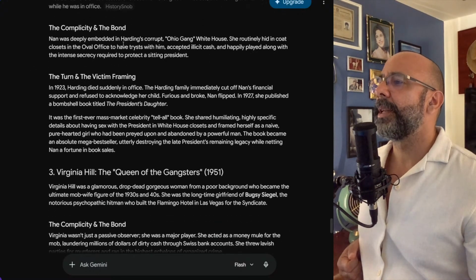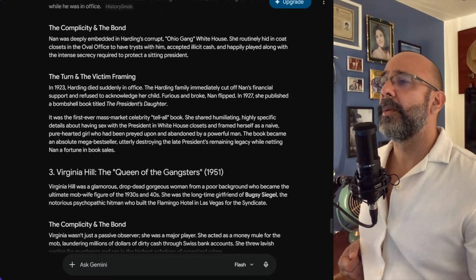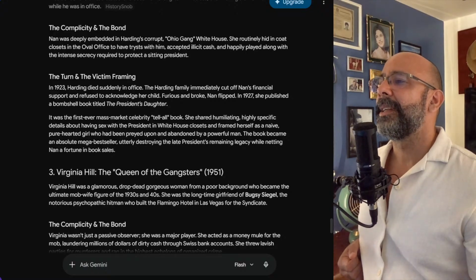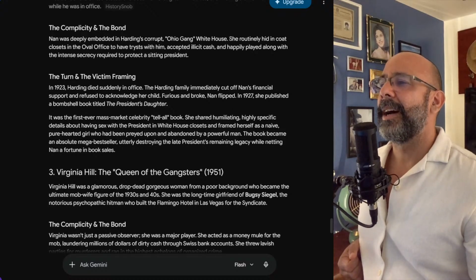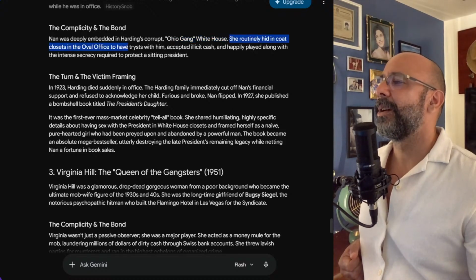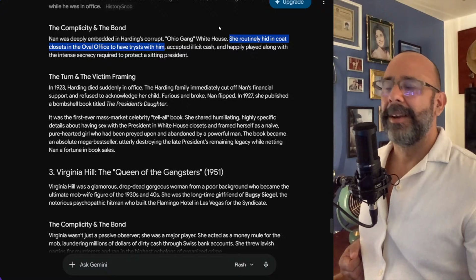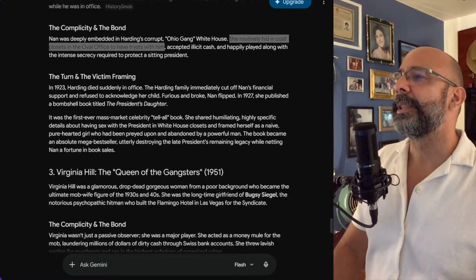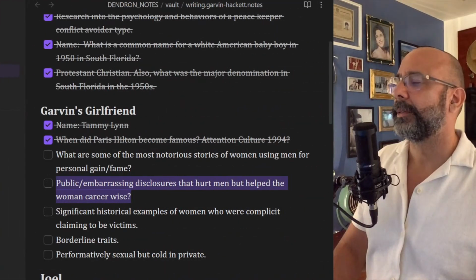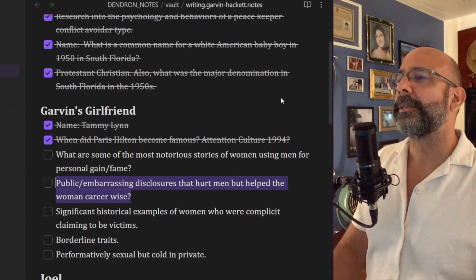Complicity. Nan was deeply embedded in Harding's corrupt Ohio gang White House. She routinely hid in coat closets in the Oval Office to have trysts with him, accepted illicit cash, and happily played along with the intense secrecy required to protect a sitting president. Oh, I like this, hiding in a coat closet to have a tryst. I don't know why, that's kind of funny. Let's see. I'll put that in as a note because that's good.